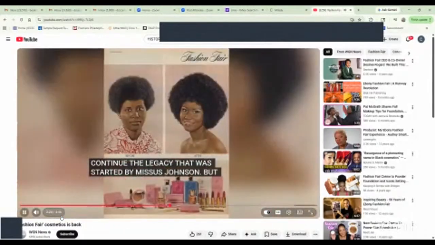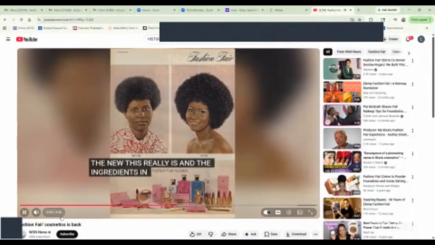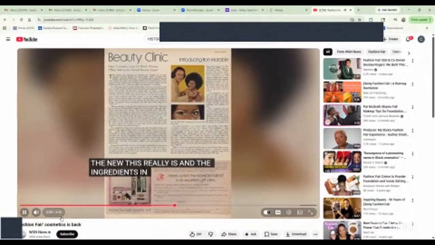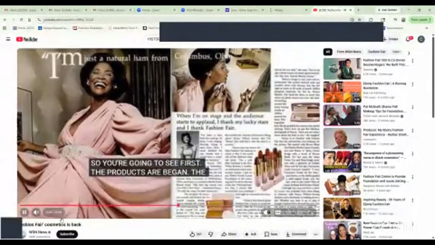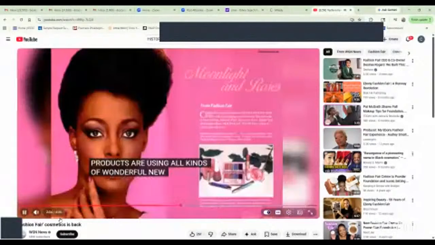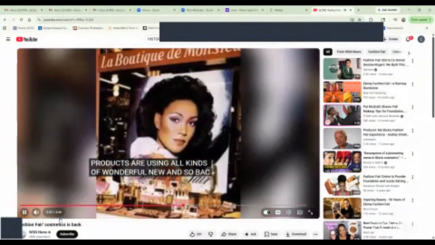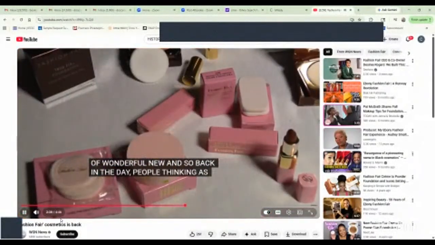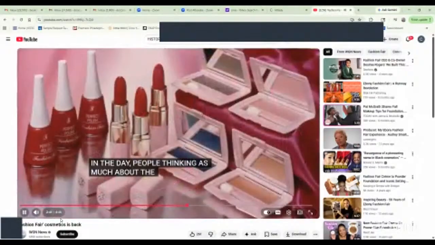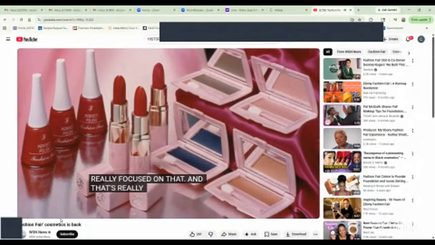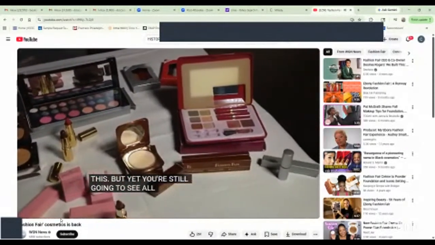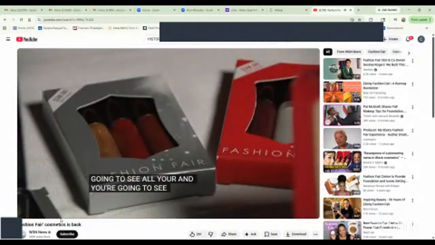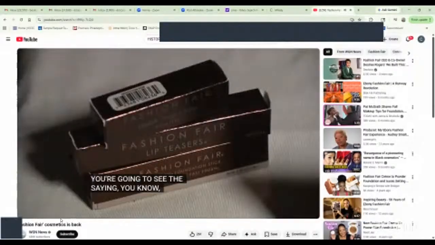And so you're going to see, first, the products are vegan. The products are using all kinds of wonderful new ingredients. Back in the day, people weren't thinking as much about the ingredients, but we're really focused on that. That's where you're going to see a lot of newness, but you're still going to see all your favorites. You're going to see the same wonderful complexion, the way the product looks and feels on your skin, but it's also going to be really good for you.